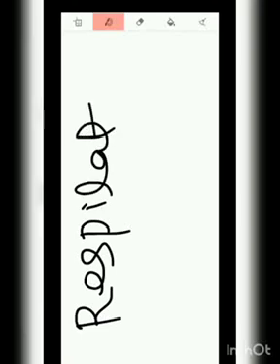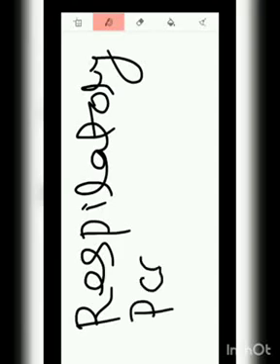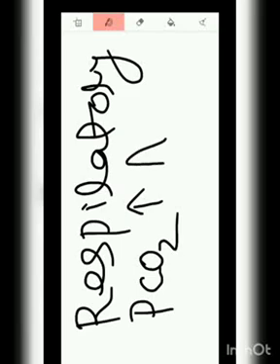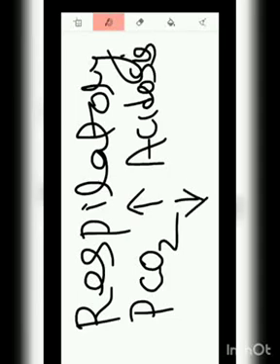Then what is the next concept? It is respiratory. While dealing with the respiratory component, we have to think about the PaCO2. When PaCO2 increases, it is known as respiratory acidosis. When PaCO2 decreases, it is respiratory alkalosis. So this is a brief about some of the important concepts.